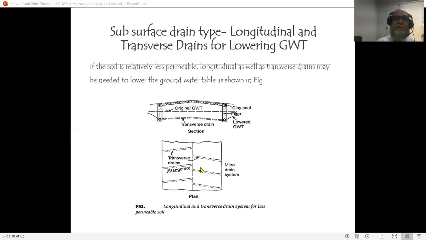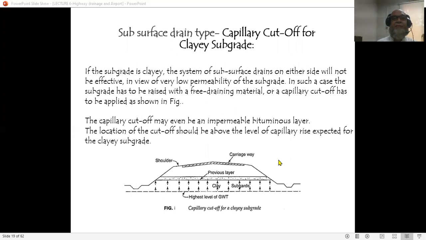And once you have done this, this will allow your water table not to come onto the surface, beneath the surface of the pavement. This is technically also known as a French drain. Another way to prevent groundwater table wetting the pavement subgrade or subbase.